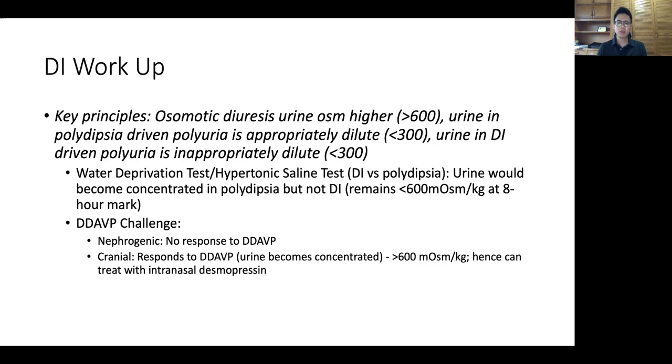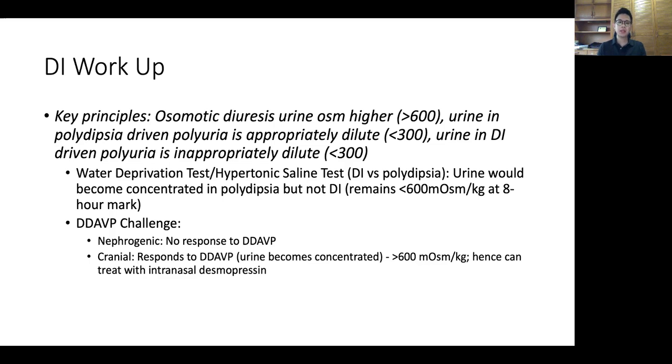In those instances, there might be a role for a water deprivation test, and the key really is to try to differentiate whether this is DI or some form of polydipsia. In the midst of water deprivation, as the patient is no longer allowed access to water, you would expect the urine to become concentrated if it is due to too much drinking of water and polydipsia. But in DI, because of either an ADH non-response or non-secretion, you would expect the urine to remain dilute, whether due to a cranial or a nephrogenic source.